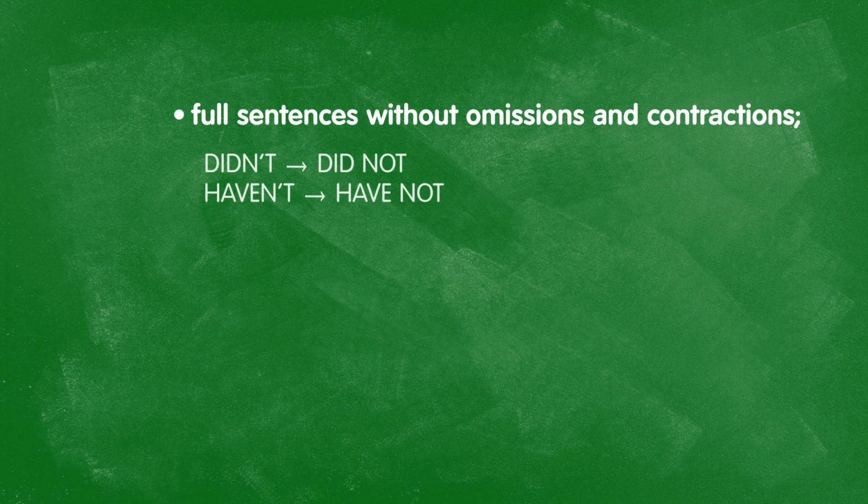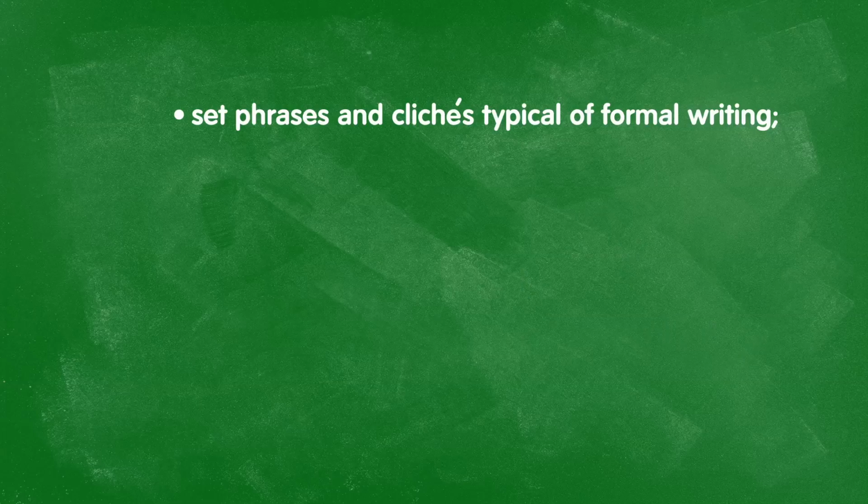Next, be sure to use full sentences without omissions or contractions. For example, the word didn't should become the phrase did not, and the word haven't should turn into the words have not. This is true for any and all short forms and contractions. Even though we speak with them, and even though in some formal situations people may still speak with them, we never ever write with them, especially in formal English.